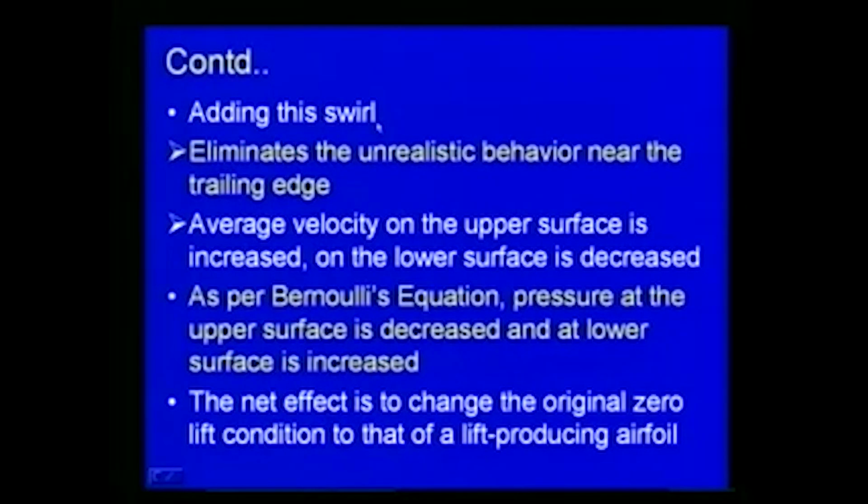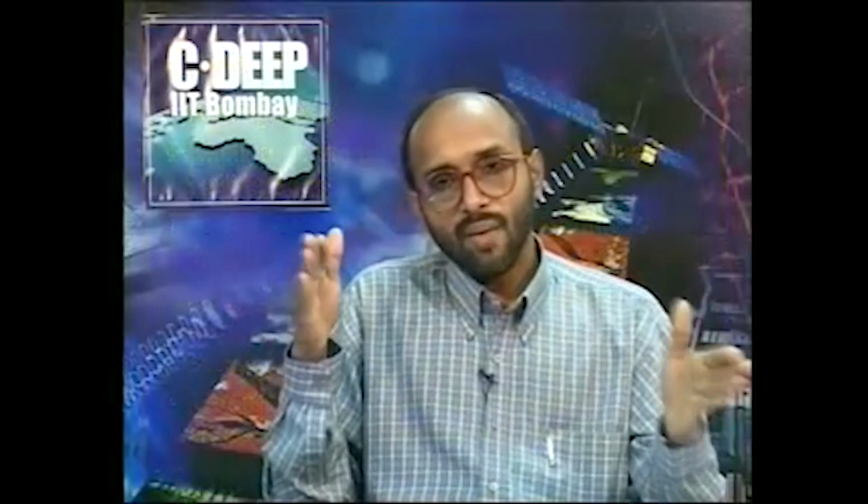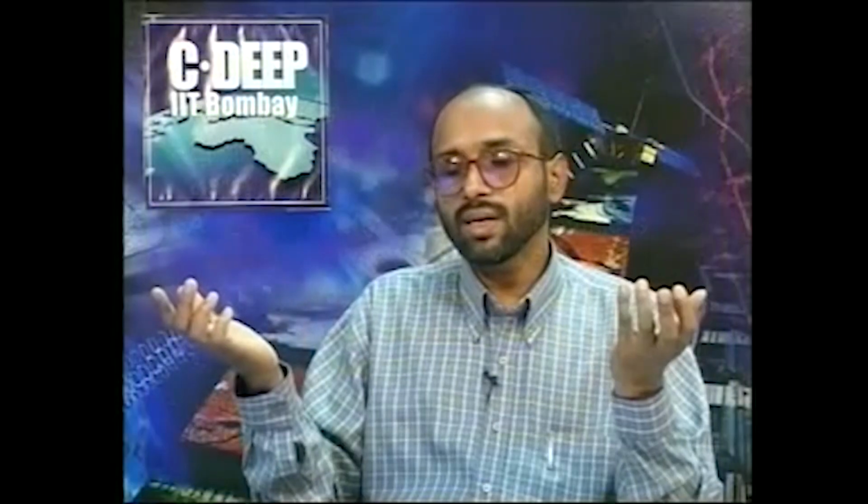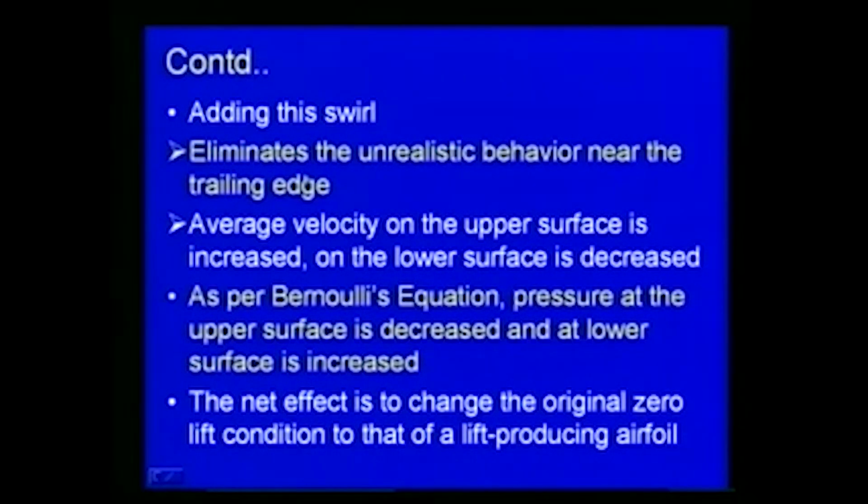You can see that since the airfoil is placed at an angle of attack, as described in the figure here, at the trailing edge, if you plot the streamline, you can see the disturbance takes place, and then a swirl takes place with respect to the airfoil. So adding this swirl eliminates the unrealistic behavior near the trailing edge. This phenomenon of lift with respect to the airfoil we can explain with respect to this swirl effect or the circulation effect.